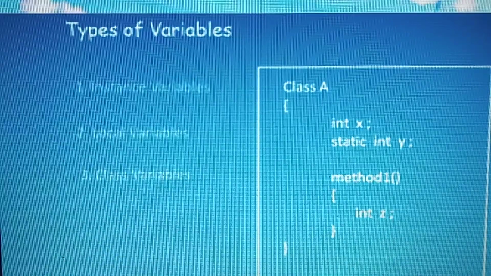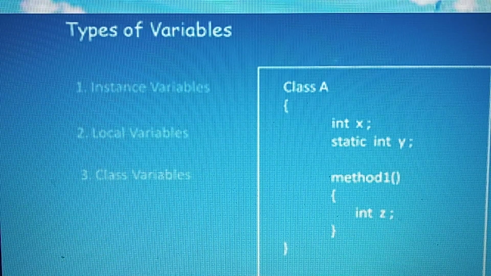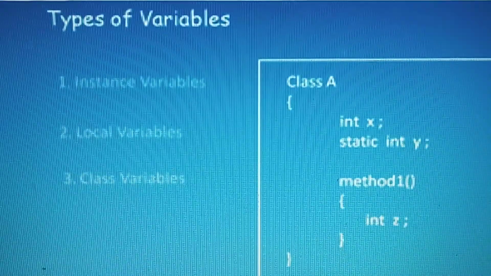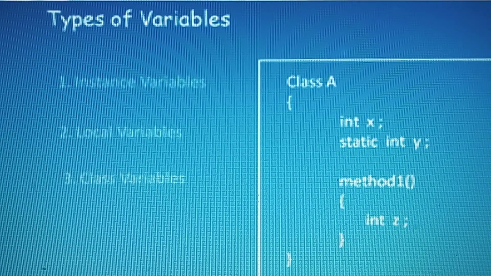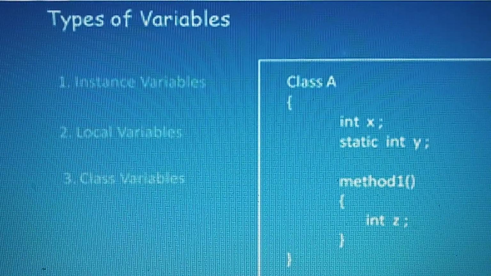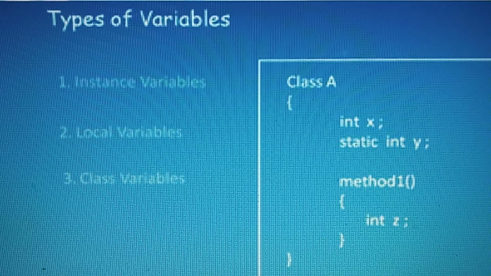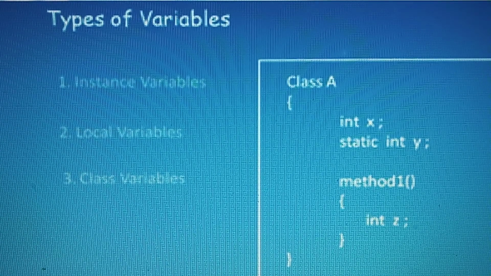Now look at different kinds of variables. There are three types of variables. What are they? Instance variable, local variable and class variable. First we study instance variable.